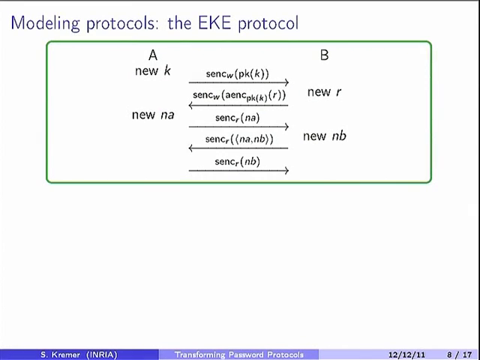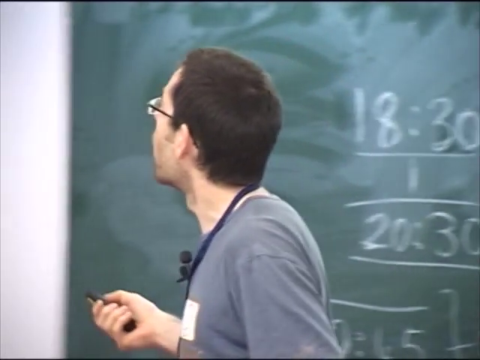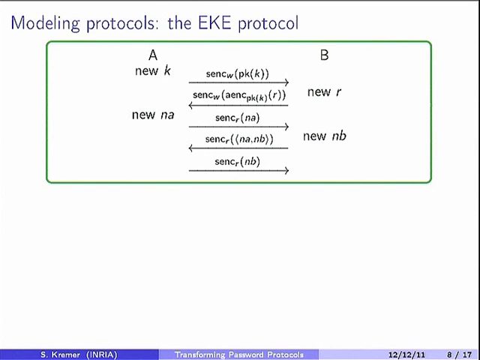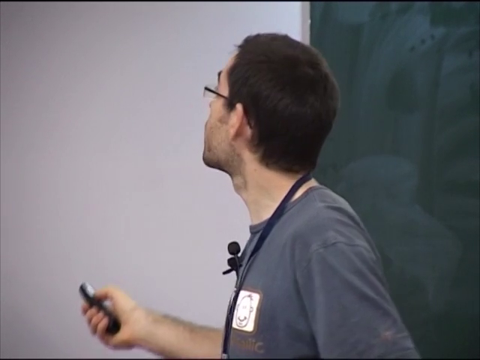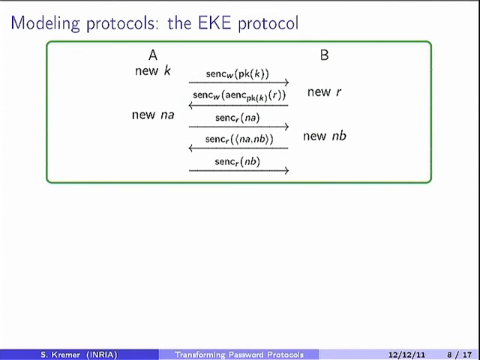So let me now give you a short example of a password protocol to show you what these protocols look like. This is the EKE protocol, which basically wants to establish a secret key R. So A is first generating a new key K, which is a secret key for asymmetric encryption. So for each session I'm generating such a key. Then I'm encrypting, using symmetric key encryption now, the public key corresponding to K under the password W, sending this to B, who is sharing W and nothing else. B will generate a fresh symmetric key R, or some random number, and will use asymmetric encryption with the key that it received to encrypt the key R, again encrypting this with the password and sending it back.